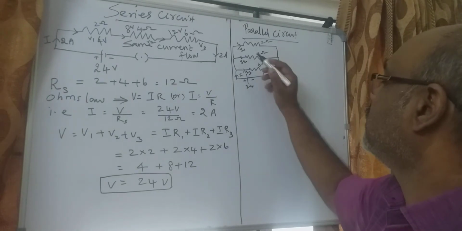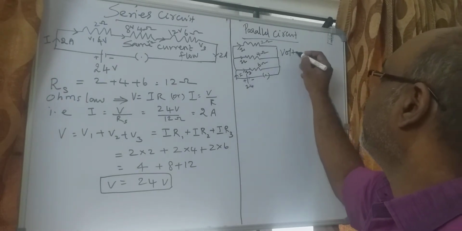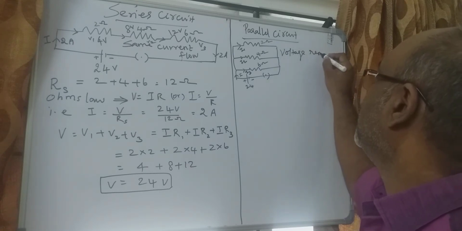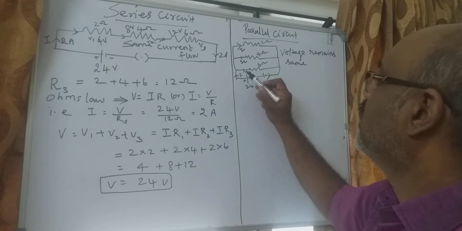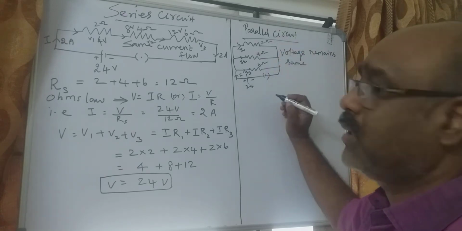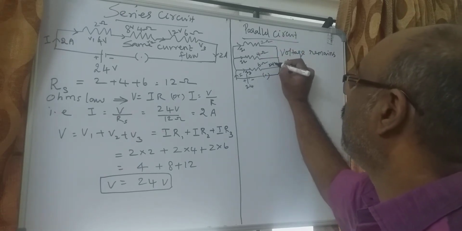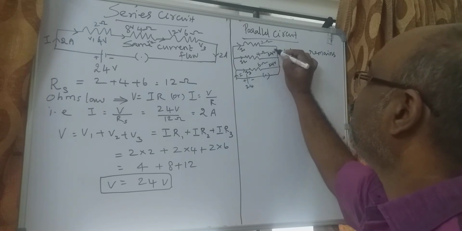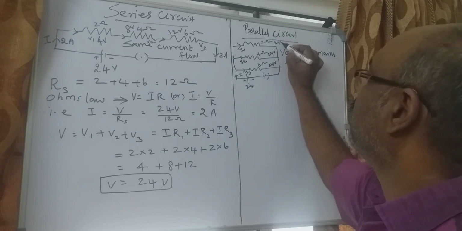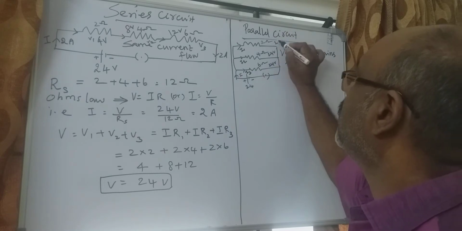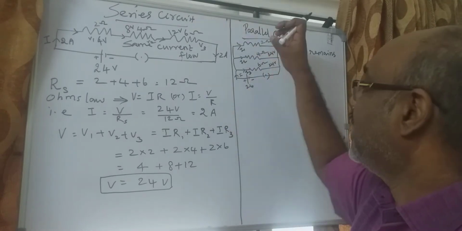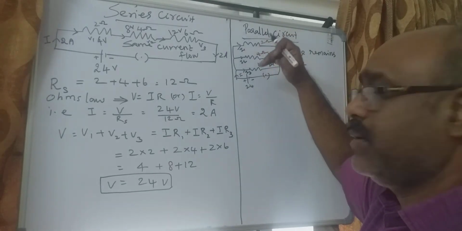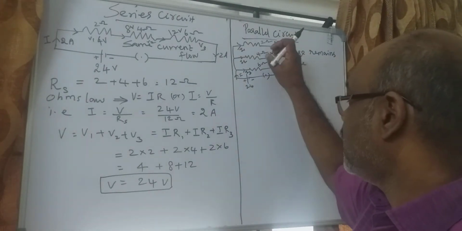And in this parallel circuit, the voltage remains the same. That means the same voltage will go to all the appliances. Here also 24 volt will go, here also 24 volt, and here also 24 volt. So the appliances connected in parallel will take the same voltage.